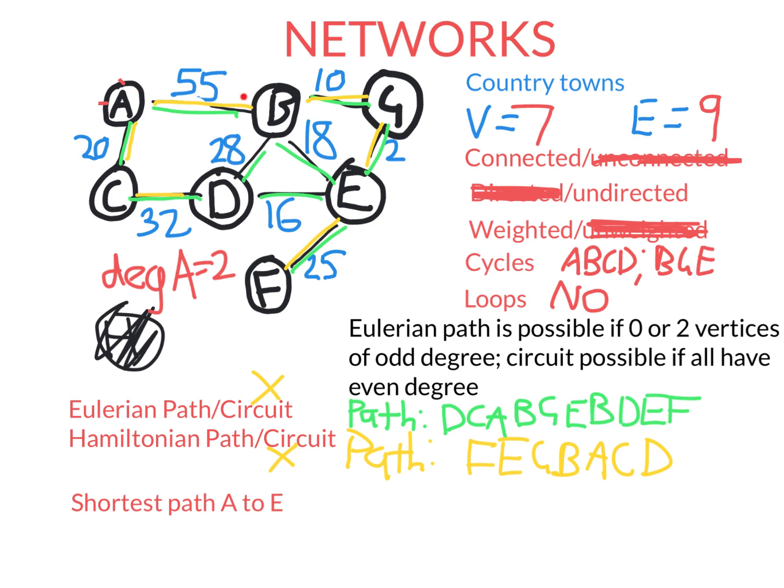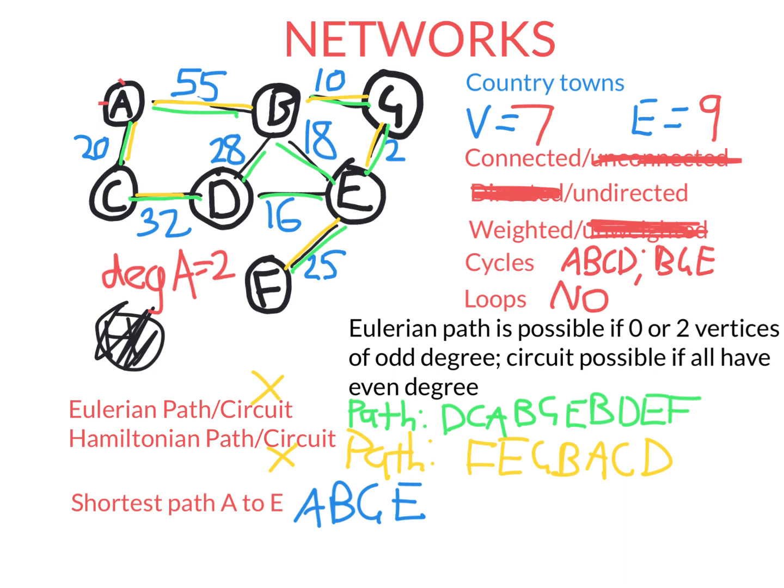We can go this way, which has a distance of 73, 55 plus 18. We could go 20, 32. That has a distance here of 68. The shortest path is 55, 65, 67. So the shortest path from A to E is going A to B to G to E. That whole distance is 67 kilometers.